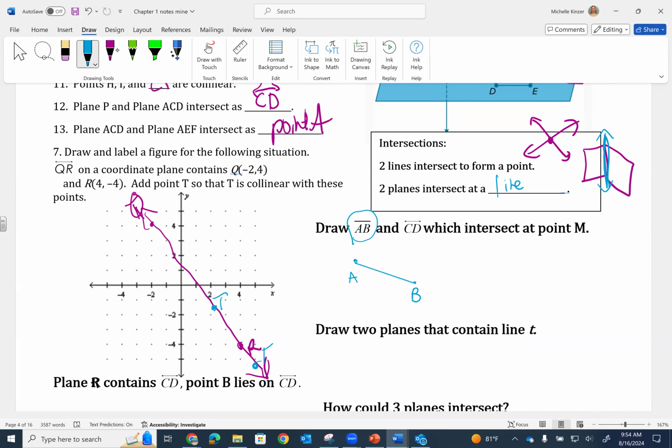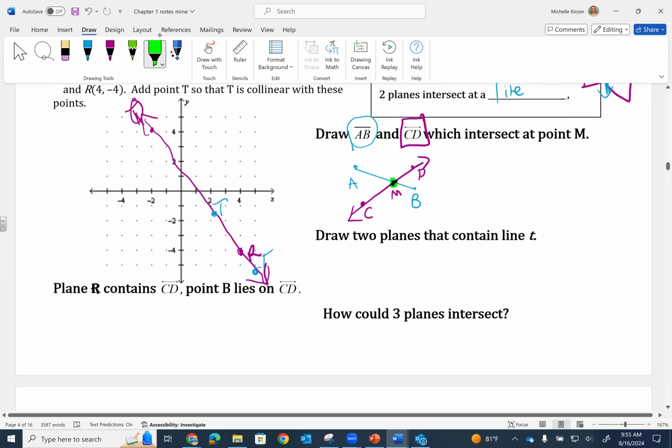And line CD, so we're going to draw a line that goes forever in both directions, but I want these two pieces, the segment and the line, to intersect at point M. So we're going to draw them not parallel, we're going to draw them to be intersecting, and where they meet is going to be at point M. And so let's name this next one, it's CD, so two of the points on there have to be C and D, and they need to meet at point M. So notice point M is on both of these shapes. So we're getting there, right?